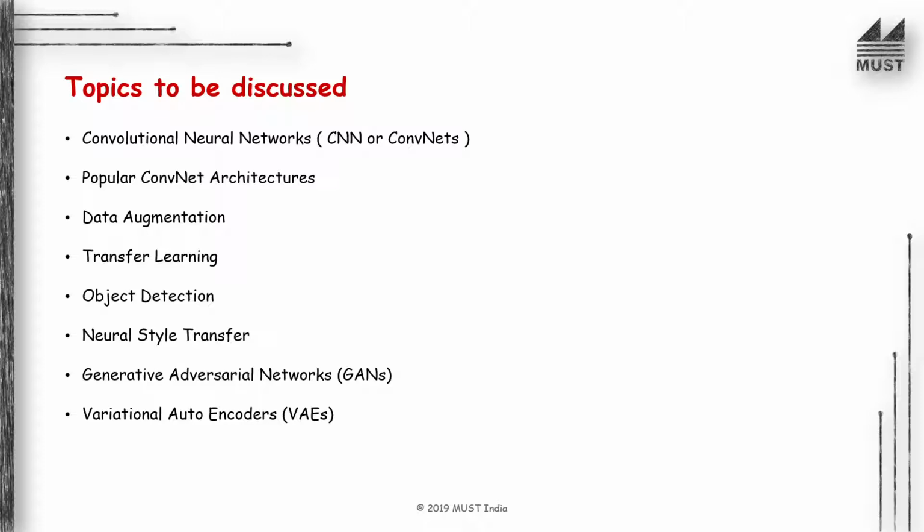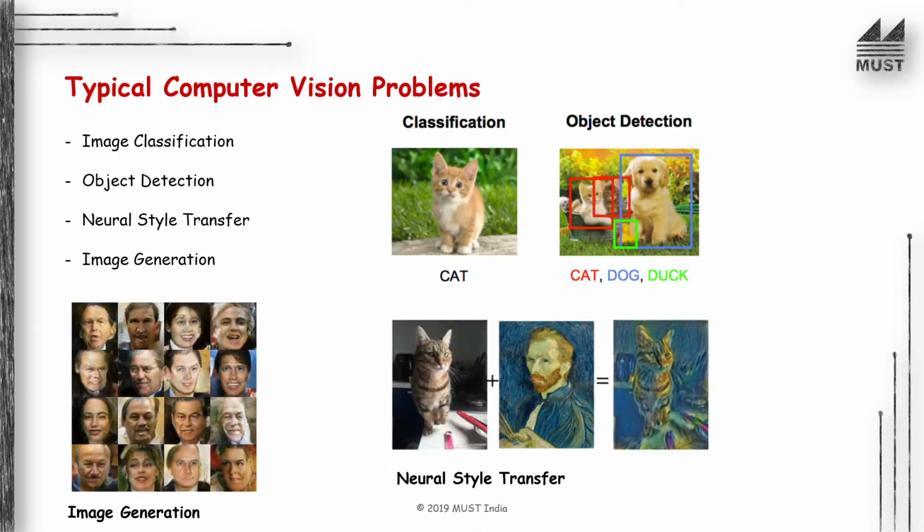Moving on, I'll be talking about a few popular concepts related to computer vision like data augmentation and transfer learning, and then I'll move to the problem domain of object detection. After that, I want to talk about neural style transfer and then move on to the latest image generation algorithms on which people are working, like generative adversarial networks (GANs) and variational autoencoders, popularly known as VAEs. These are the broad topics that I am planning to discuss today.